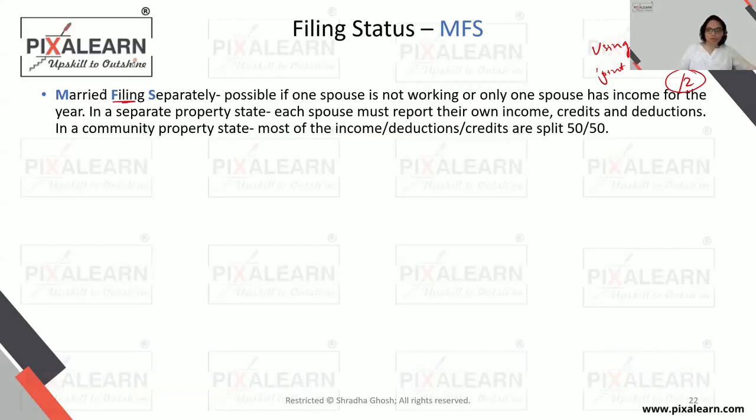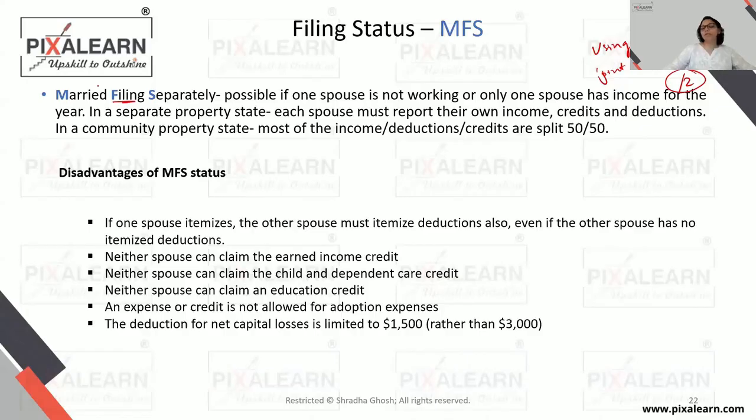So yes, they've kept the option of married filing separately, but they've made it very clear: don't use this option. How do I do that? I pull down a lot of credits, a lot of advantages that I give to married filing jointly if you are married filing separately. So it is an option available, but there are a lot of disadvantages.